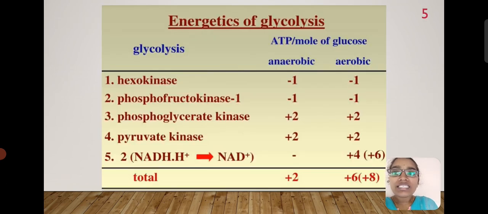And coming to the energetics, in the anaerobic glycolytic pathway, two molecules of ATP are produced, and in the aerobic glycolytic pathway, 6 molecules of ATP are produced from the phosphoglycerate kinase, pyruvate kinase, and the sixth step.